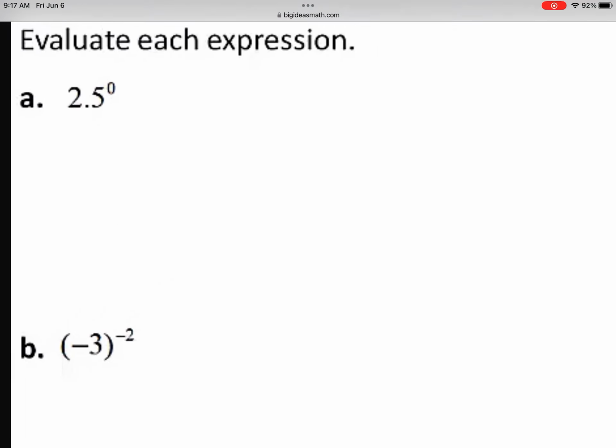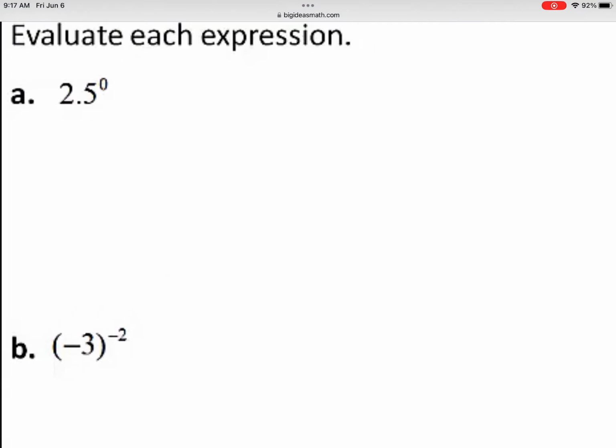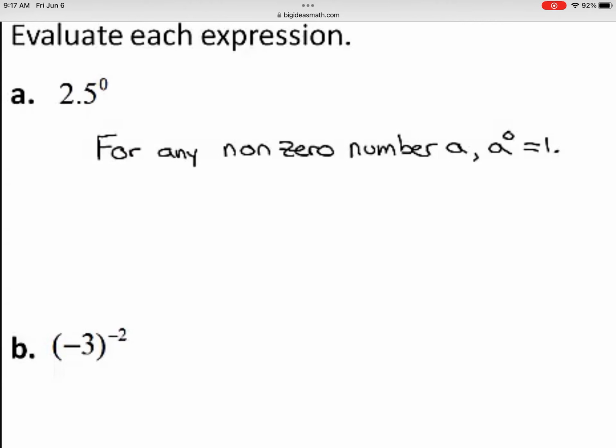Evaluate each expression. Part A. 2 5/10 to the 0th power. The definition of a zero exponent says that for any non-zero number a, a to the 0th power equals 1. Because a equals 2 5/10 and 2 5/10 does not equal 0, 2 5/10 to the 0th power equals 1.